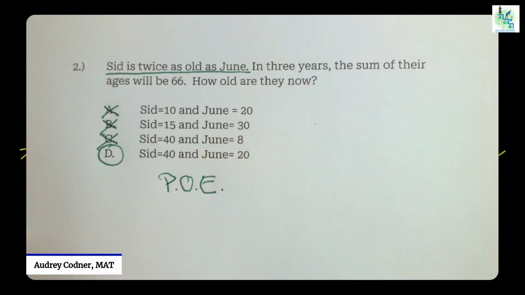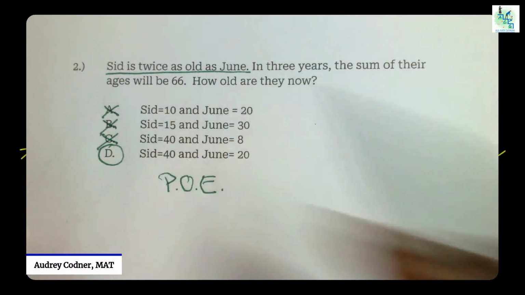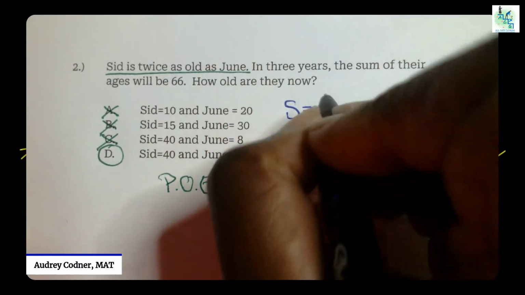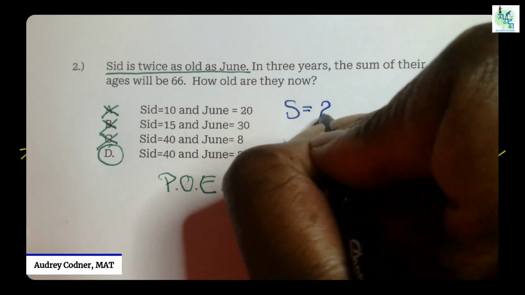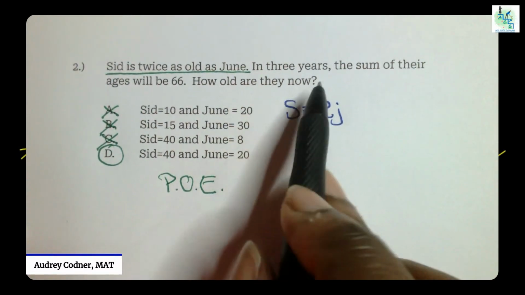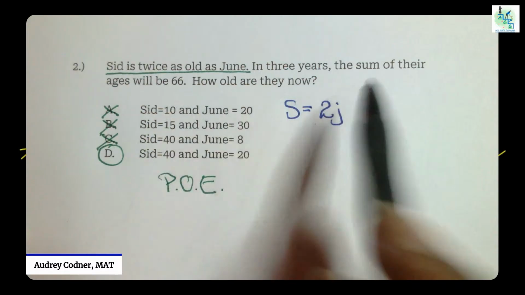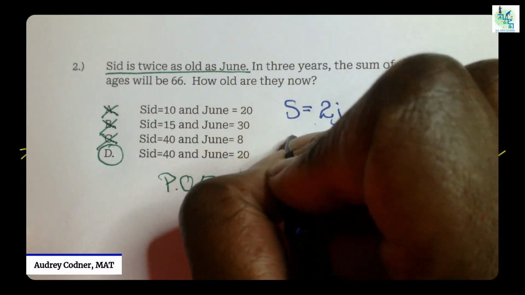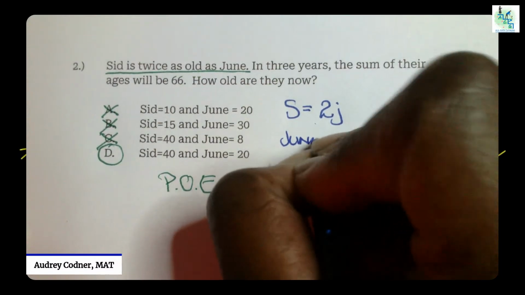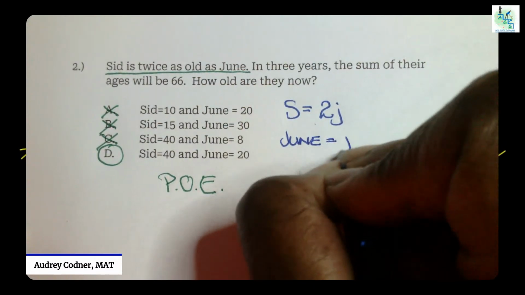All right? So now we're saying Sid, which I'm going to say is S, is twice as old as June. So that'll be 2J. In 3 years, the sum of their ages. We don't know what June is, so Junie is going to be my J.